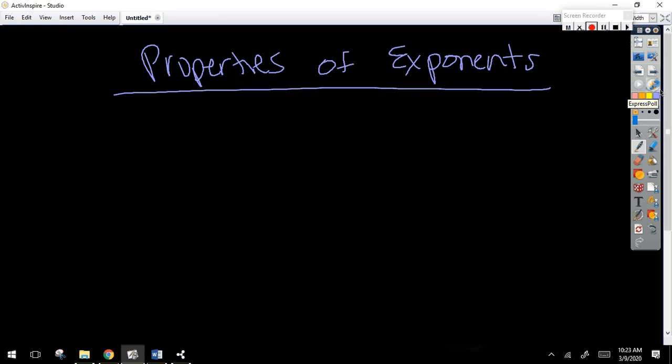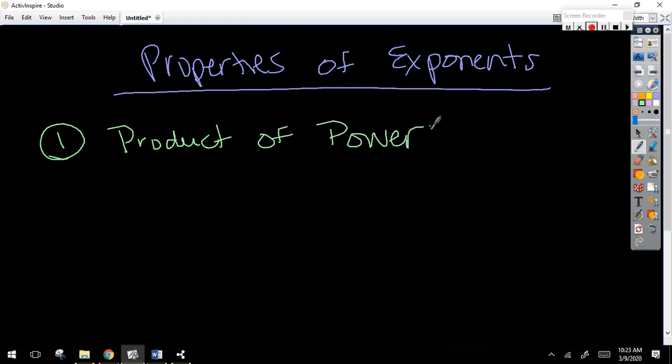All right, the first one, and you do not have to know the names of these. I don't care that you know the names. That's not important. I just care that you know what they do. All right, so the first one is called the product of powers. What's a power? Like an exponent. That's exactly right. All right, so product means I'm doing what? I'm multiplying, right? So let's say I have x to the 3rd times x to the 2nd.